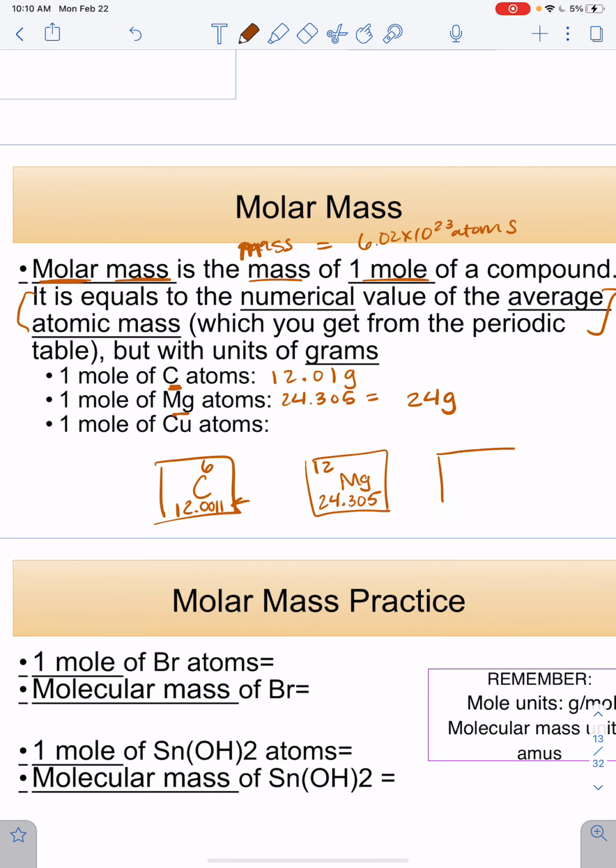Same thing for copper. Copper's little square looks like this. Copper, it's number 29. Its mass is 63.546. So 1 mole of copper atoms is equal to 63.5 grams. Now it's important to realize that on the magnesium one, 24.3, I rounded that to 24 because the 0.3 is beneath 5. If it is 5, you're just going to leave it. If it were above 5, you would round up, but if it's 5, just leave it. You don't want to round because that's like half a gram right there.